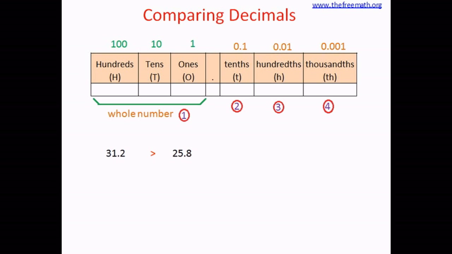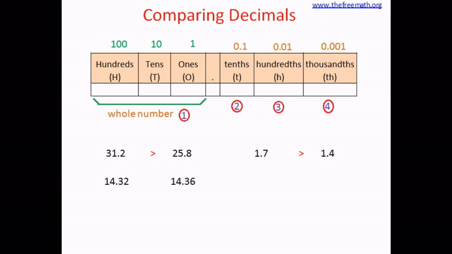The next one is 1.7 and 1.4. In this case, the whole number part is the same. For both the decimals, the whole number is 1. So let's compare the tenths position numbers. 7 is bigger than 4. Therefore, 1.7 is bigger than 1.4.